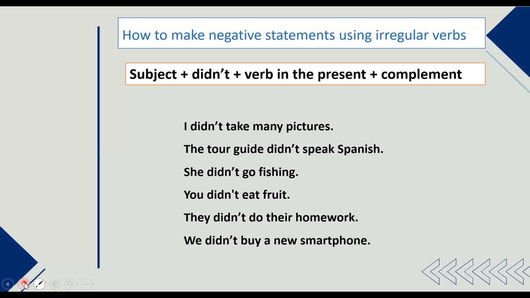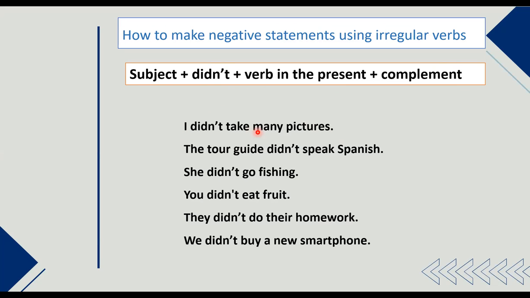Then let's go on the next slide. In this slide, we're going to learn how to make negative sentences. Oraciones negativas in simple past tense. It's the same. We are going to use a subject, didn't, verb in present plus a complement. In this part, don't forget that the auxiliary did is the past, right? Is the past tense. So the verb must be in present. El verbo tiene que estar en presente. Subject, didn't, verb in the present, plus complement.